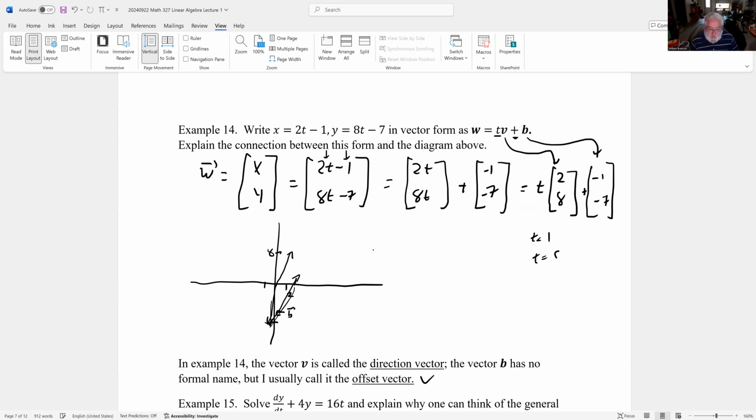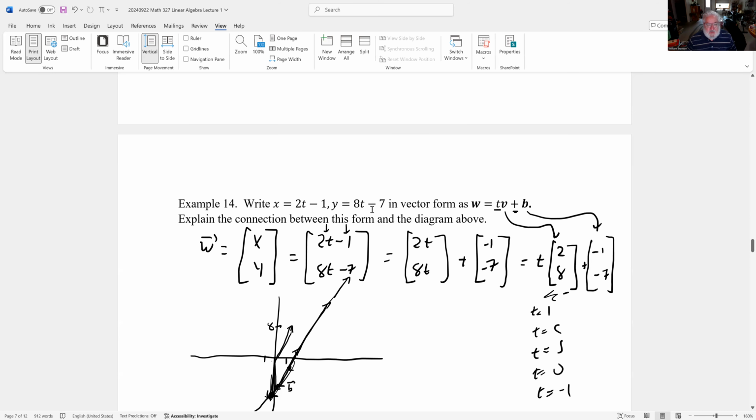If t equals 2, what do I do? I go down to the end of the offset vector, and then I go 2 units parallel to the direction vector. If I want t equals 3, what do I do? I go down to the offset vector, and then I go 3 units this direction. If t equals 0, what do I do? Well, then this term is just 0, and so I just go down to the offset vector. If t equals minus 1, what do I do? I go down to the offset vector, and then I go 1 unit in the negative direction vector sense.